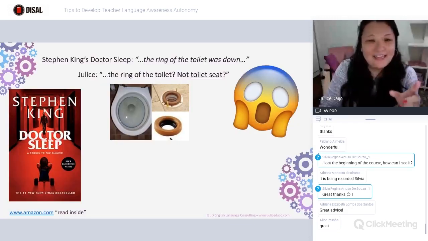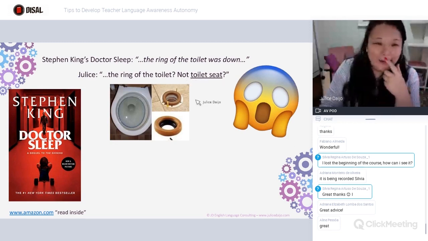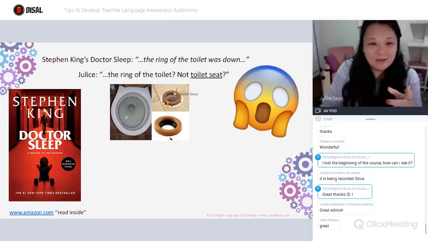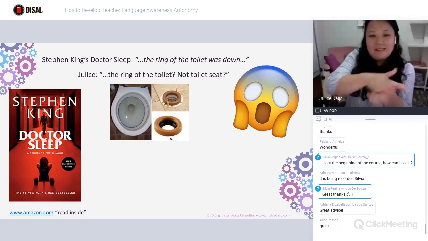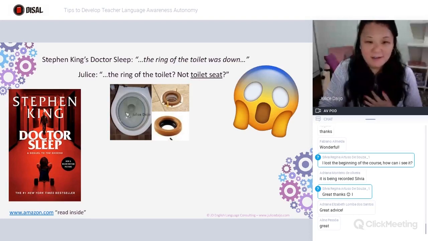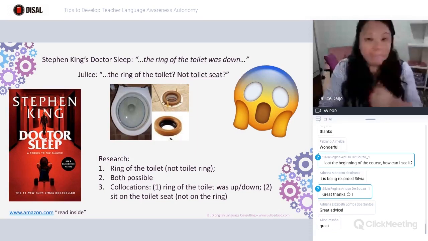And I stopped for a second and I thought, the ring of the toilet, not the toilet seat. Because for me, the ring of the toilet was this mark of dirty water, or I've already seen the ring of the toilet as the piece that connects the toilet and the ground. So I was like, okay, can I say the ring of the toilet instead of this ring here of the toilet? So the second step is do your research. So I decided to look it up.